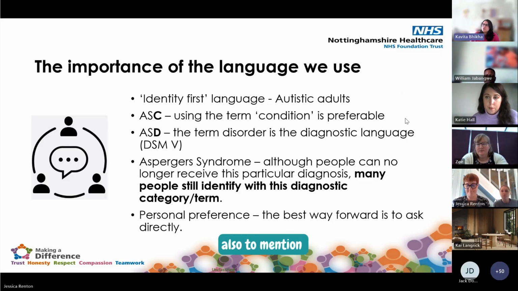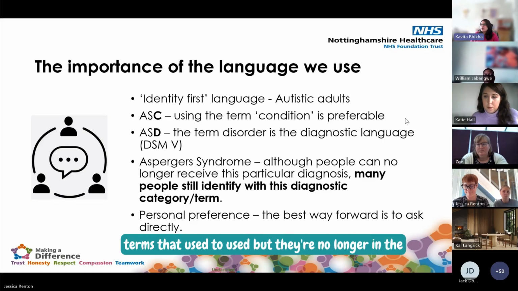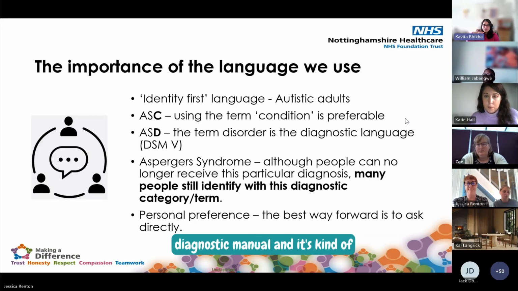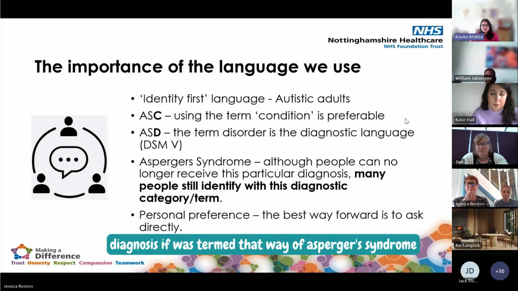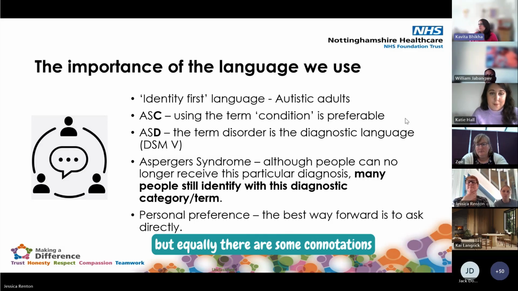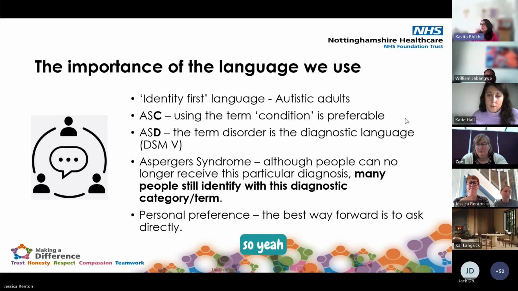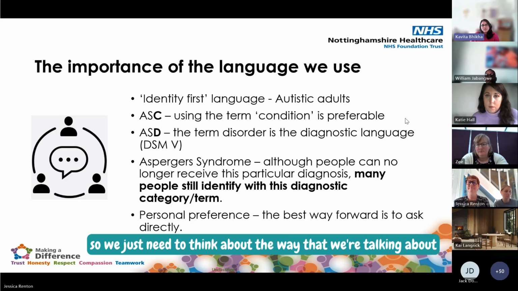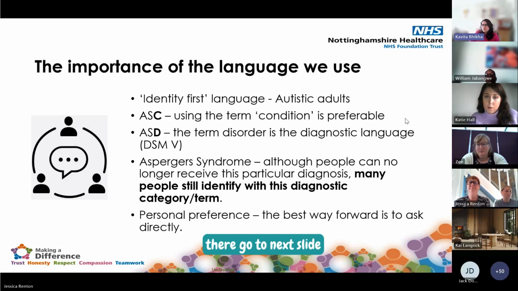And also to mention Asperger's or high functioning autism. They are terms that used to be used, but they're no longer in the diagnostic manual. It's all been collapsed into the umbrella term of ASD, or autism spectrum disorder. There are a few other reasons why. Some people really relate to their previous diagnosis of Asperger's syndrome, so we need to make sure we're respecting that. But equally, there are some connotations to Hans Asperger that might mean people are rejecting that as a title as well. So we just need to think about the way that we're talking about things and check with people, really, is the point there.